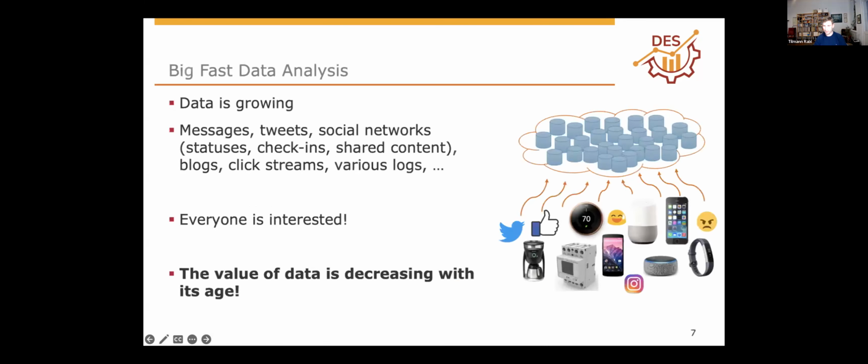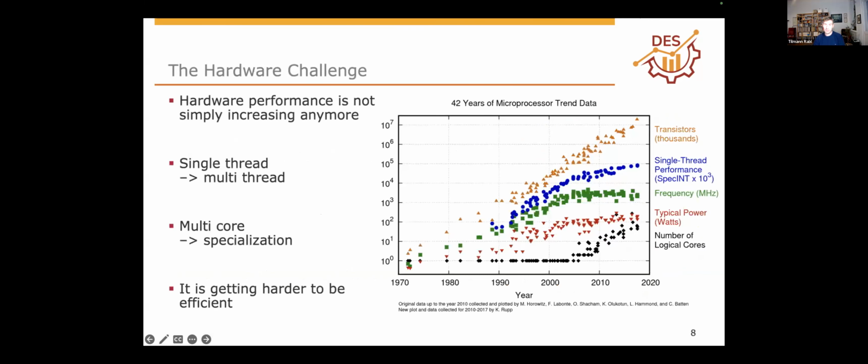Of course, the reason why we want to do this is we have more and more data. Everybody's interested, and I basically don't need to tell you this. We have more and more data, and we need to process it fast, because the value is decreasing with its age. People don't want to wait forever. So we want to use the hardware as efficiently as possible. And why do we have to care about hardware? This is because of the hardware challenge.